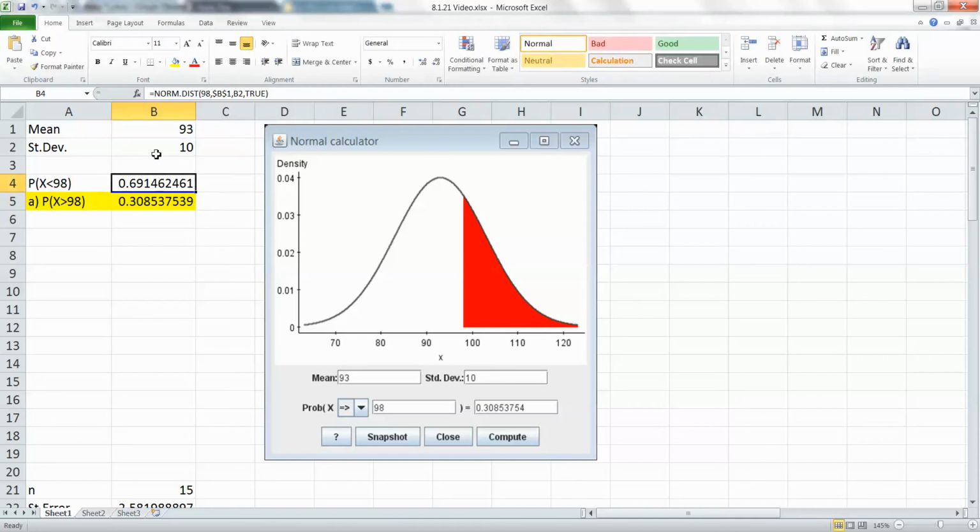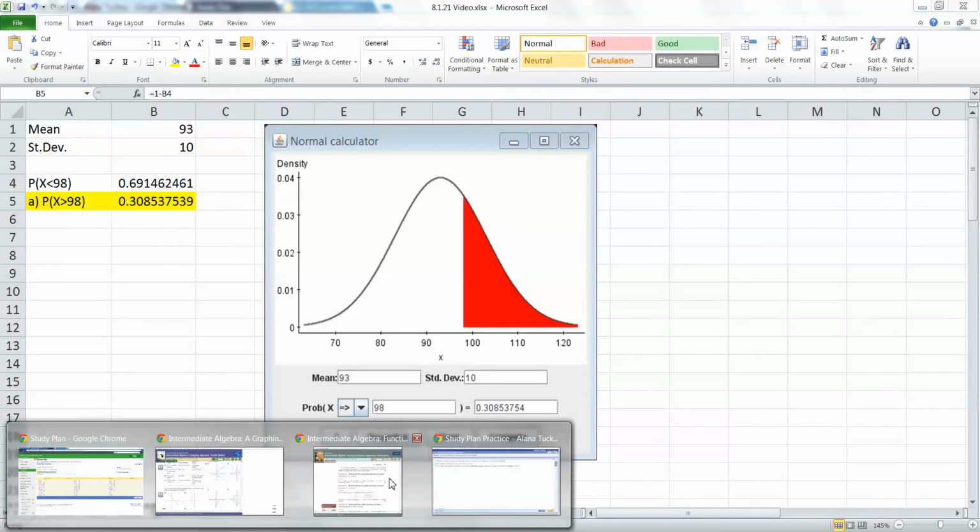So I find this, right, and that's the less than area, this white area over here. And then I take it away from 1, and I'll have the red area. And as you can see, I also found it in StatCrunch. Let me show you how.